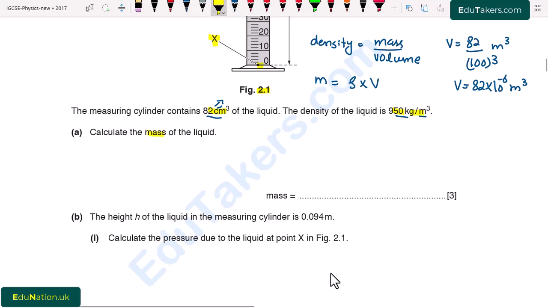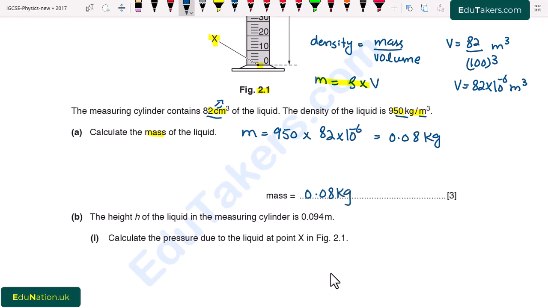Now I am going to put values in this formula, that mass is equal to density and volume. So mass will be equal to density, given as 950, multiplied by volume, that is 82 into 10 to the power minus 6. So the value of mass comes to be 0.08 kilogram. I write here mass is equal to 0.08 kilogram. So it's the mass of the liquid whose density is 950 kilogram per meter cube.